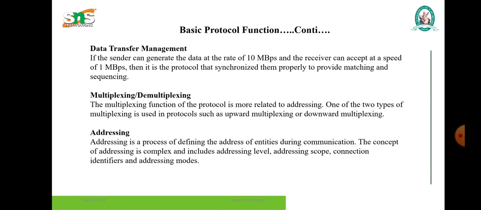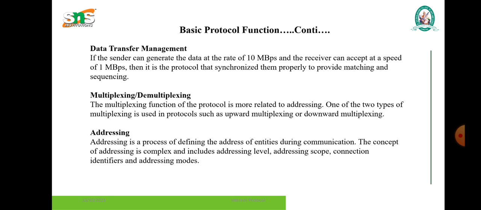Data transfer management. The sender can generate data at a rate of 10 Mbps and the receiver can accept at the speed of 1 Mbps. Then it is the protocol that synchronizes them properly to provide matching and sequencing. Multiplexing and demultiplexing. The multiplexing function of a protocol is more related to addressing. One of 2 types of multiplexing is used in protocols, such as upward multiplexing or downward multiplexing.